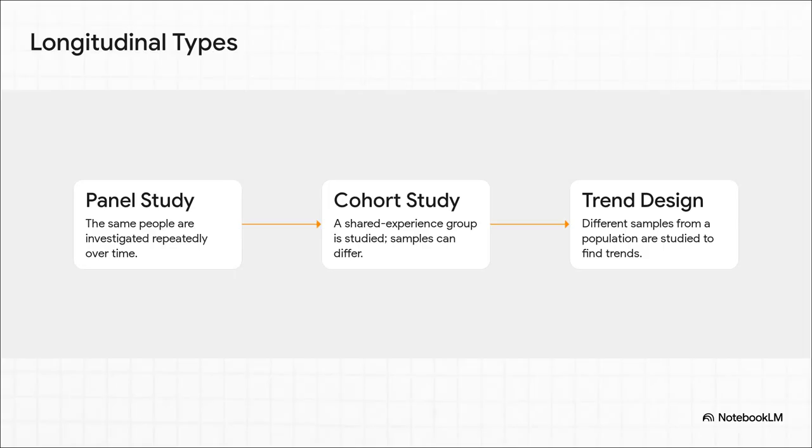You might hear these movie-style studies called follow-up or tracer studies, which makes perfect sense because you're literally tracing people over time. The 3 main flavors are panel, cohort, and trend. A panel study is the purest movie. You follow the exact same individuals the whole time. A cohort study follows a group that shares an experience, like everyone born in 1990, but you might survey different people from that group each time. And a trend study looks at a general population, like all voters, to see how opinions are shifting by sampling different people at different times.